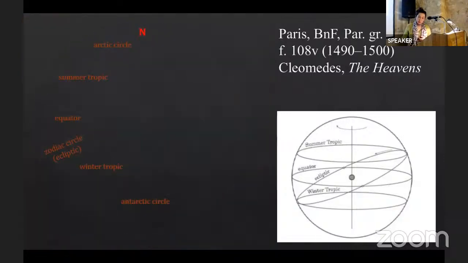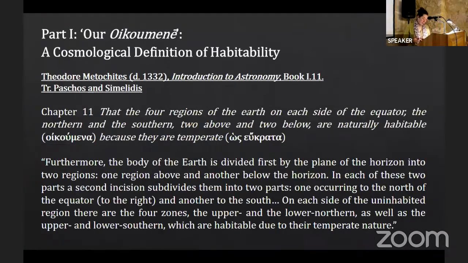So if we move now to the second step in defining terrestrial habitability, we move to the second chapter, chapter 11, where the 4 regions are defined. And I quote again, furthermore, the body of the Earth is divided first by the plane of the horizon into 2 regions, one region above and one below the horizon. In each of these 2 parts, a second incision subdivides them into 2 parts, one occurring to the north of the equator, to the right, and another to the south. So you see there are many spatial words also. They're not only directions, but some things are described as right or left.